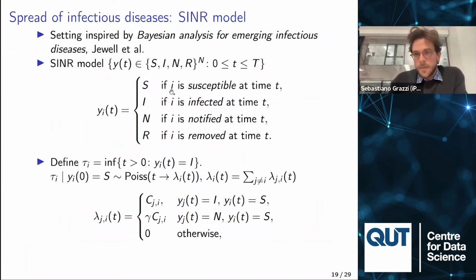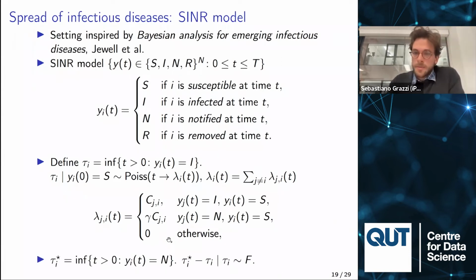So the way people become infected is according to an inhomogeneous Poisson process. This is standard for this class of models. So essentially, every individual has an infectious rate. So individual i becomes infectious with a rate lambda_i, and this is given by the pressure given by the neighbors of this individual. So it's just a sum of terms where each term is positive if the neighbor is infected and the individual i is susceptible. If the neighbor j is notified, then this term will be lower because probably he will stay home and he will not try to infect you, and it's 0 otherwise.